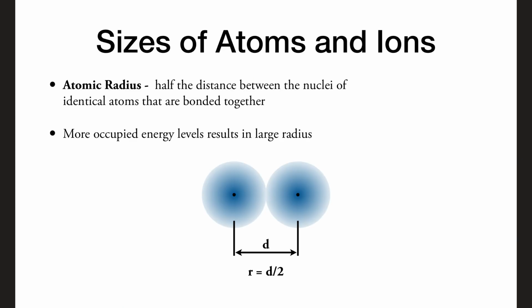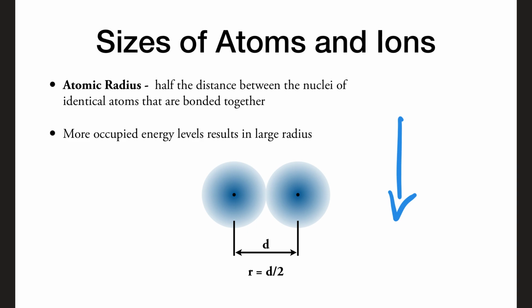So if we talk about the size of an atom, to me that comes down to attraction again. It also comes down to shells, and we'll explore that in a minute. All right, so more occupied energy levels is going to result in a larger radius. So as you go down the periodic table, the number of shells is going to increase. Let me back up a second. How do we define atomic radius? It's a very formal definition.